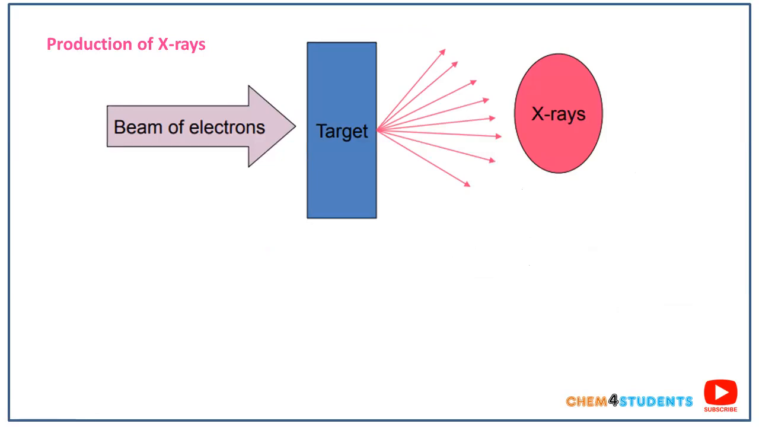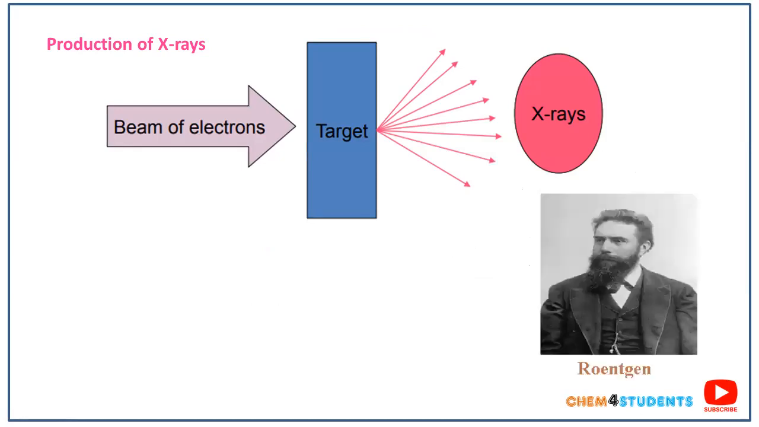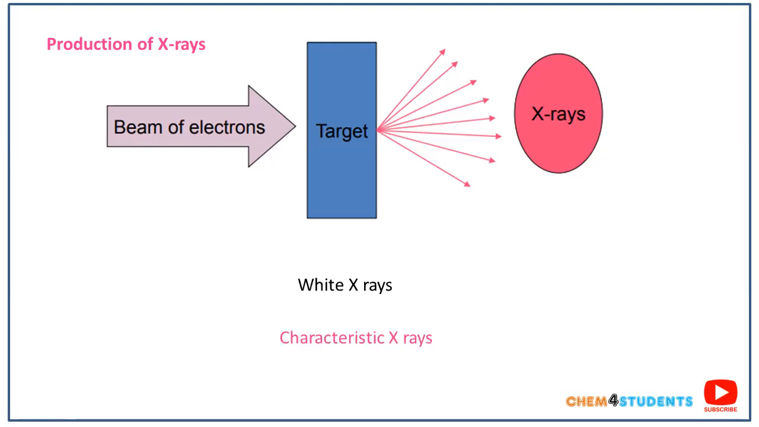X-rays can be generated by fast-moving electrons colliding with metallic targets, and as a result, X-rays are produced. Röntgen, a German scientist, accidentally discovered X-rays while performing experiments on cathode rays and named these unknown rays X-rays. The metallic target will produce two types of X-rays. They are white X-rays and the characteristic X-rays.